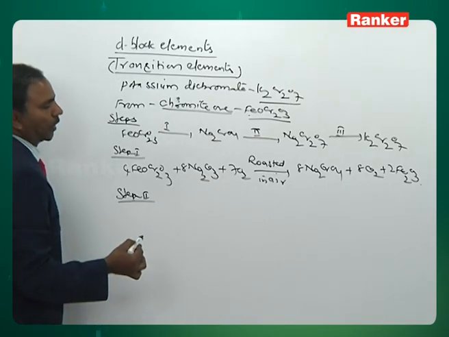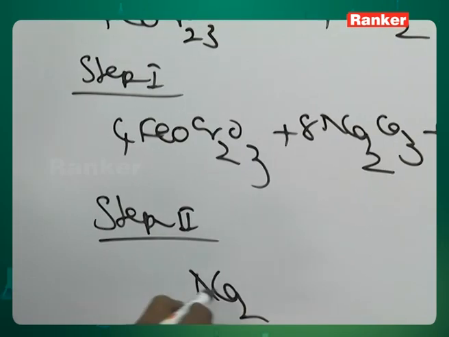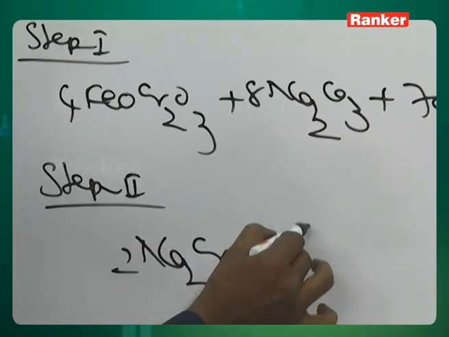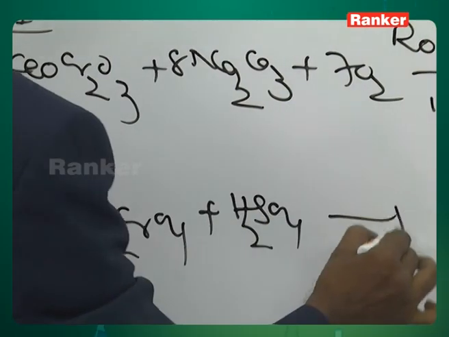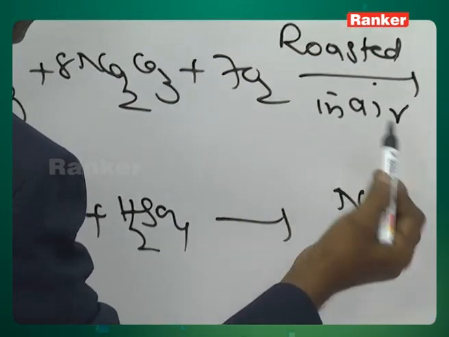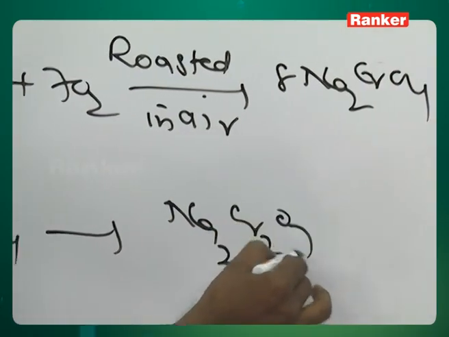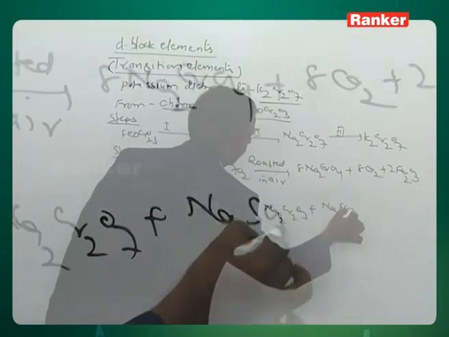Sodium chromate converted to sodium dichromate. It is very simple. Now 2Na2CrO4 treated with what? Sulfuric acid. Then you are getting sodium dichromate, Na2Cr2O7, plus you are getting Na2SO4.